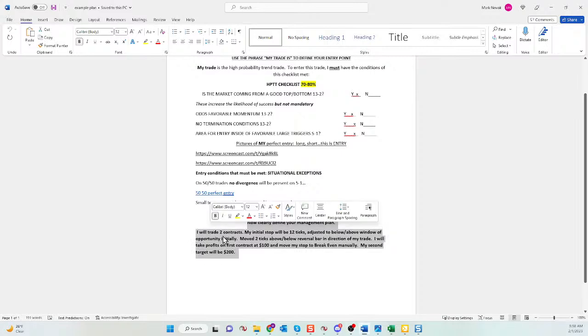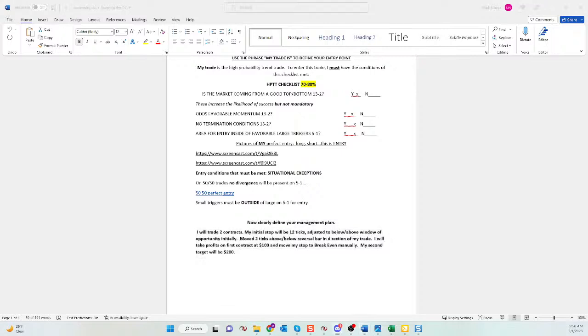That was only entries. So now you're going to have to identify how to manage. Once again, we're learning to read charts for the first 30 days. We don't have those repetitions. Can't identify the divergences as fast as I want to, or the trigger line configurations. So I'm going to keep my management plan super mechanical. I'm going to reduce all of the fear, the anxiety, the hope, and I'm just going to keep it very disciplined. I'll trade 2 contracts, just like we set up. My initial stop will be 12 ticks, and it'll be adjusted above or below the window of opportunity initially. This is my first stop movement.